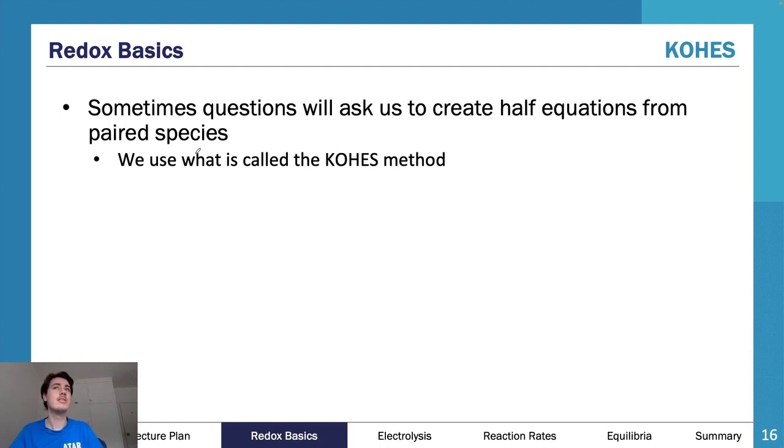Now, if you go to the electrochemical series on that data booklet, it doesn't have everything. And sometimes you need to create half equations that are not on there. And therefore, you need to use a method called COES. Now, this COES method works pretty straightforward. You have your pairing. So let's just say you're going from dichromate to chromium ions. It's a very common example VCAA likes to use. So that would be Cr2O7 2- to Cr3+ ions.